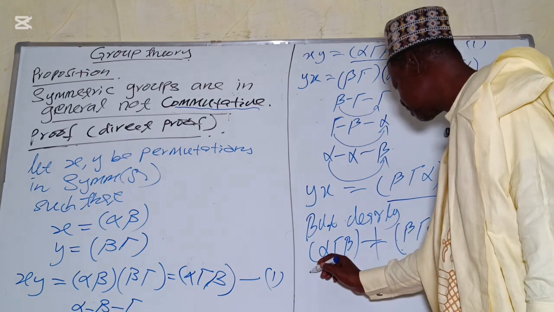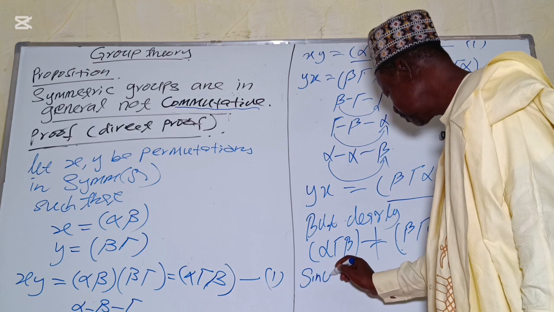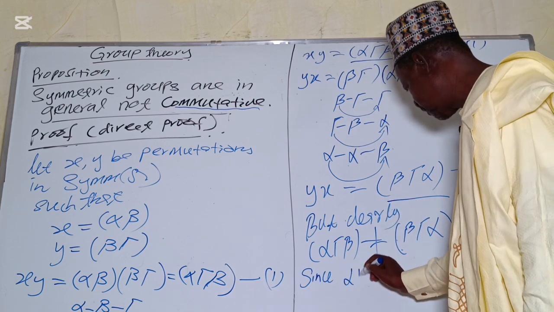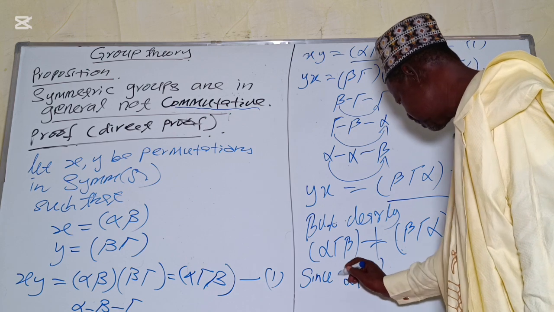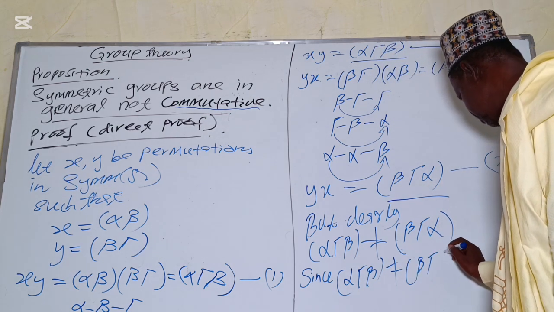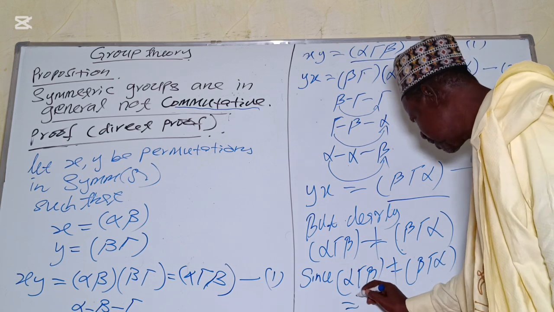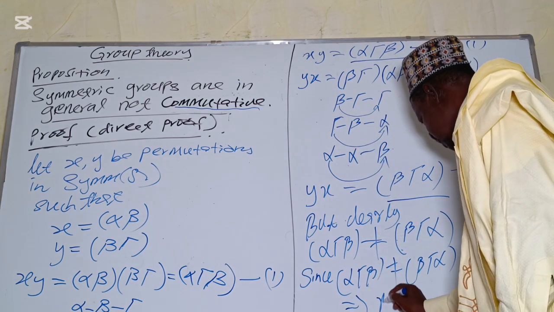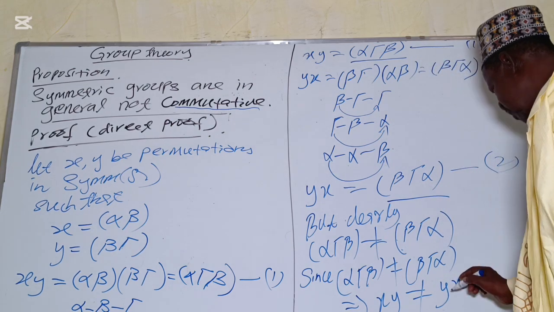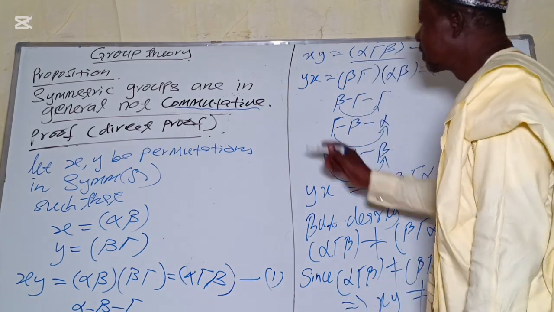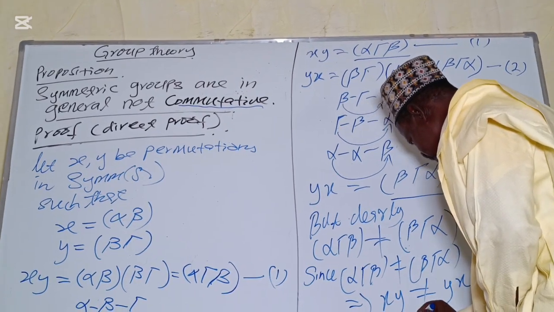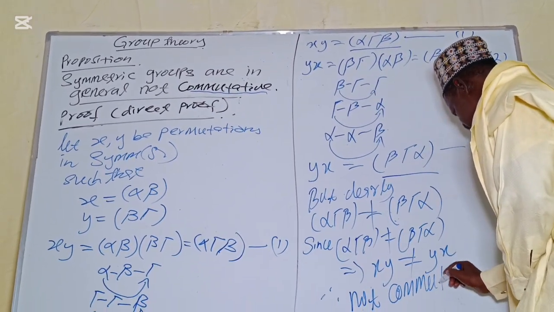And since (alpha gamma beta) is not the same as (beta gamma alpha), what it implies is that xy is not the same as yx, and therefore these permutations do not commute.